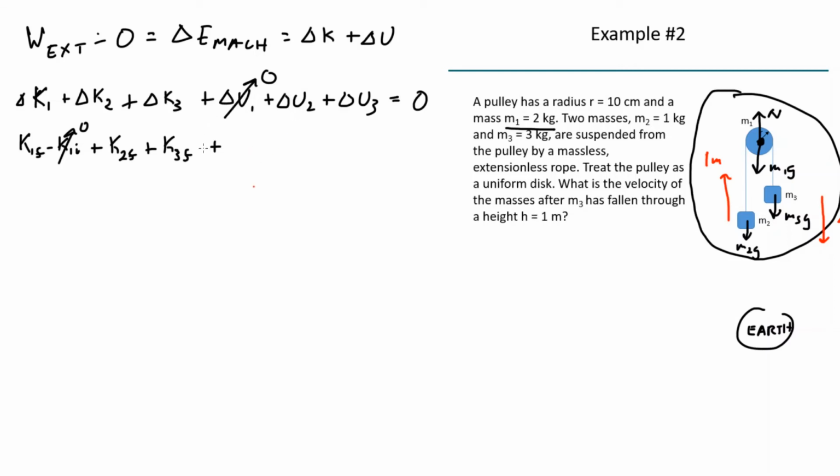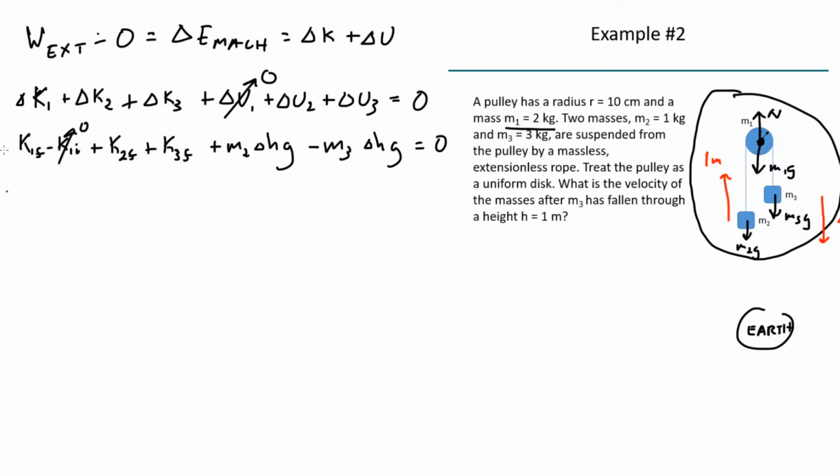So that means M2 gains potential energy. So we have plus M2 times delta H times G. Remember, the potential energy of a mass is mgh. M3 loses potential energy, minus M3 delta H times G. This all adds up to 0. Okay, now we can start writing out these kinetic energies here.